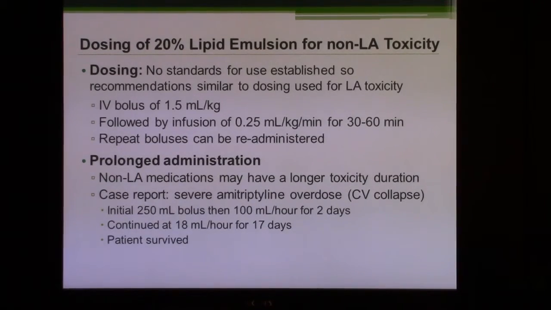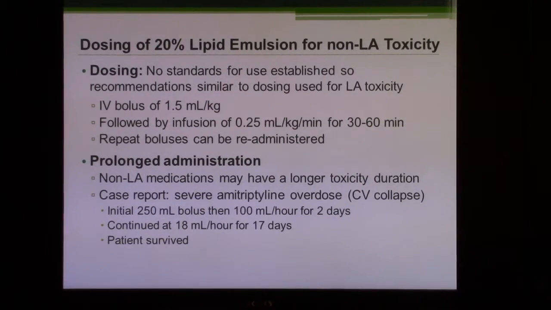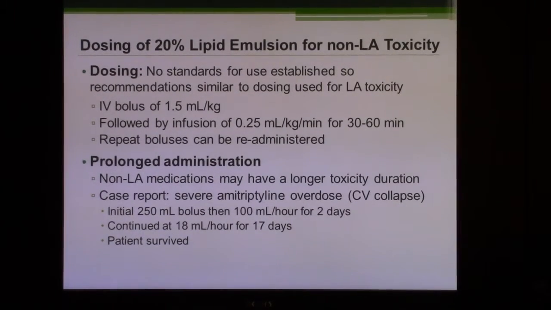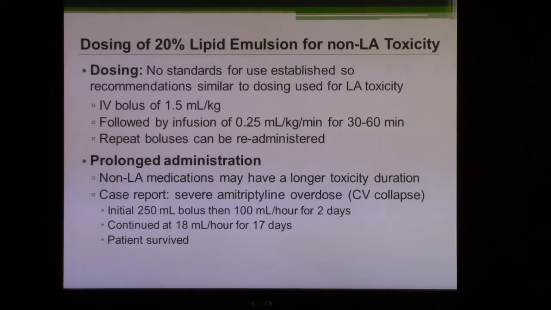In the case report that I looked at, it dealt with a severe amitriptyline overdose, where the patient had recurrent cardiovascular collapse. What they did was an initial bolus of 250 milliliters, followed by a 100 milliliters per hour infusion.